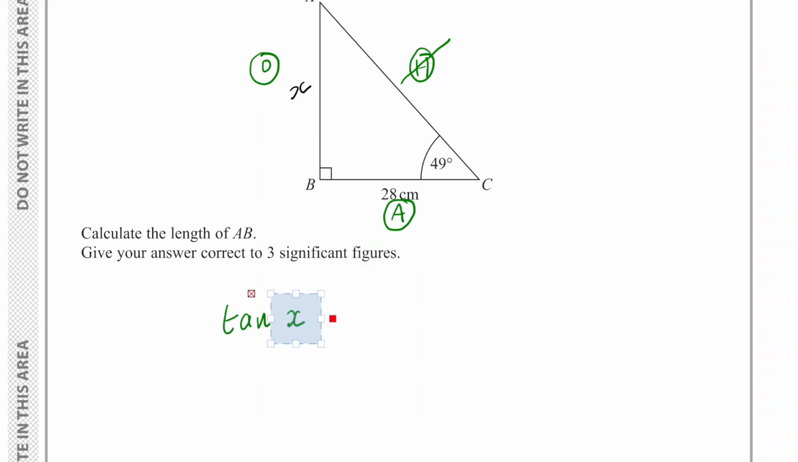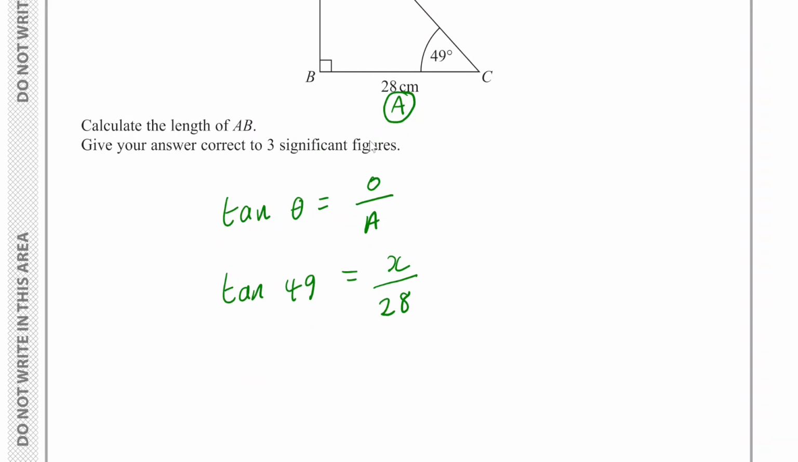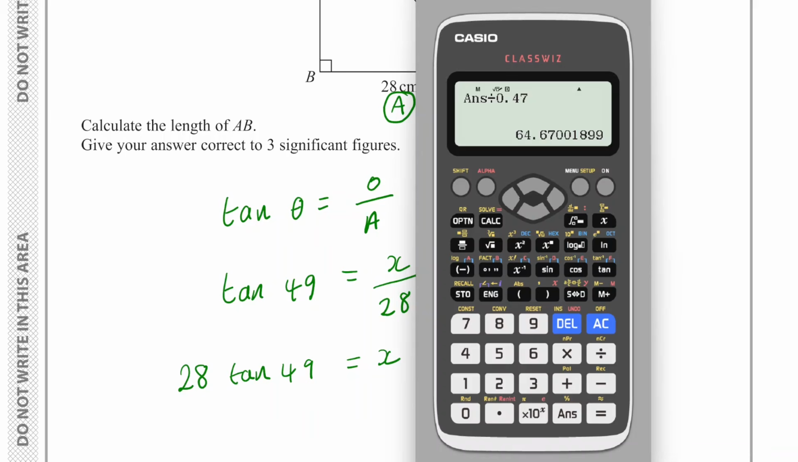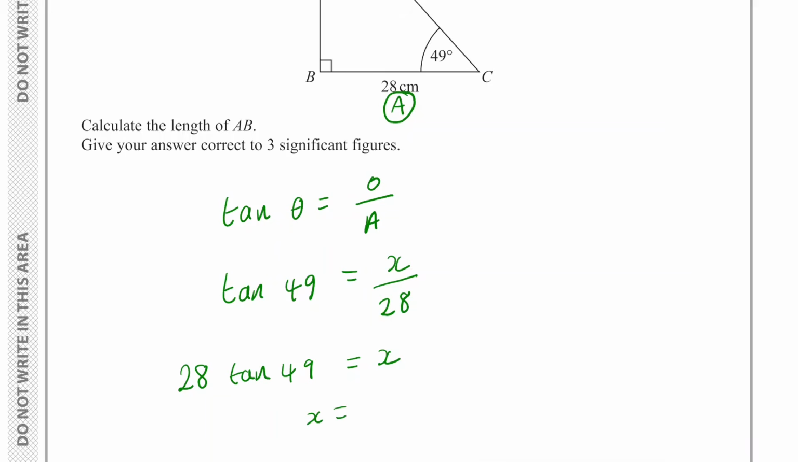And TOA means tan with the angle. I won't use x. Tan with the angle is O divided by A. So tan 49 is x divided by 28. To get x by itself, times both sides by 28. So it's 28 times tan 49. 28 times tan 49 is 32.2. So it's 32.2 centimeters.